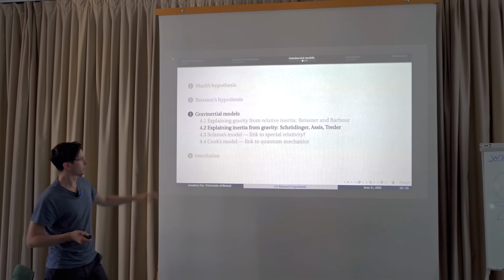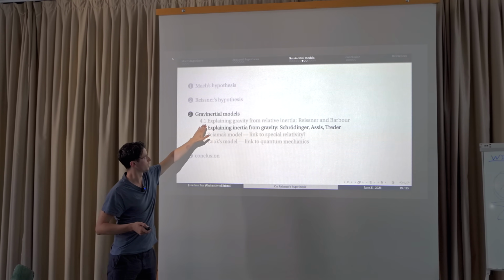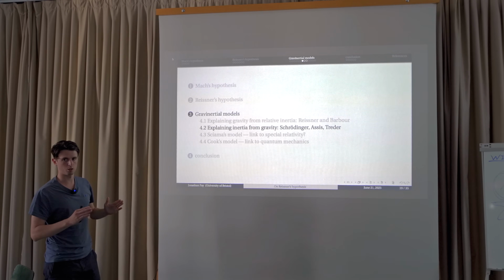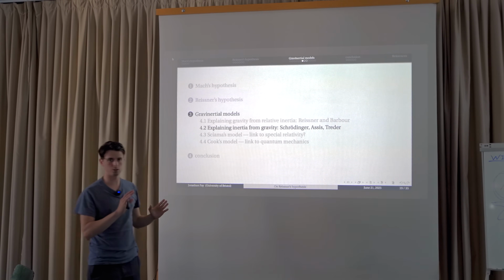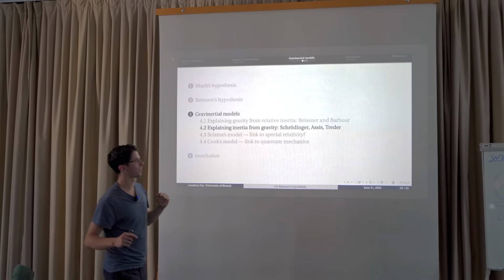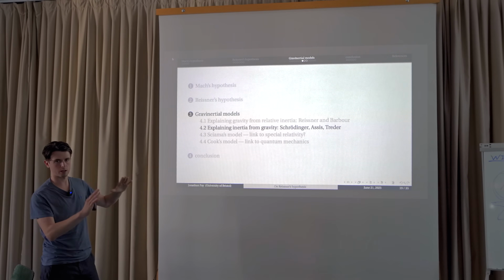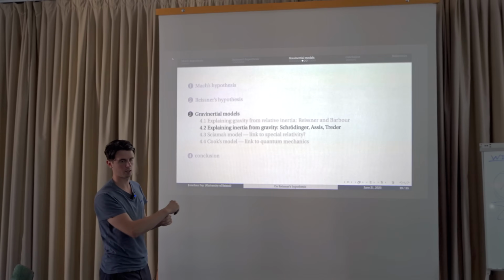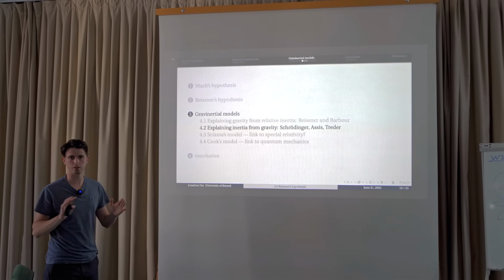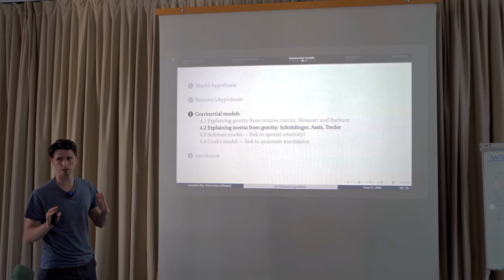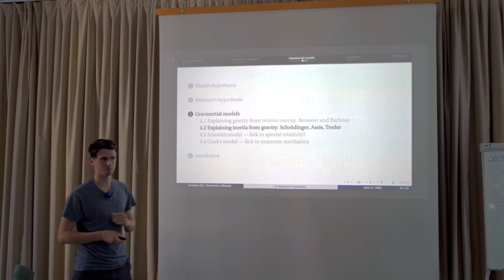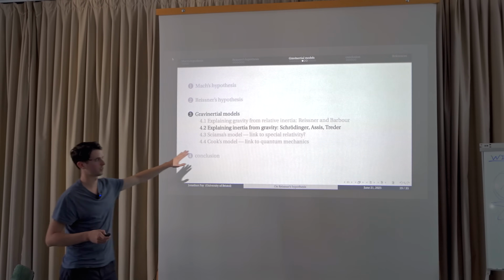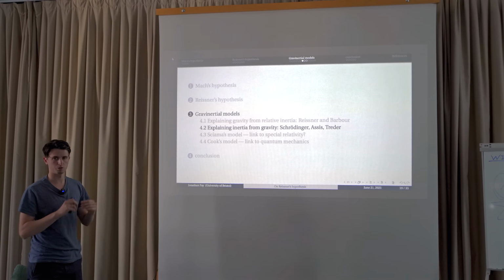Okay, so that was the internal motion models, which explain gravity from relative inertia. Now, the models I'm going to look at now kind of generally go the other way around. So people want to modify gravity so that it's able to account for inertia in a physical way, right? But in some sense, it's the same thing, whether you think of it one way or the other. It might be a question of taste. But they do differ in that, as we'll see, there isn't quite the same degree of unification.